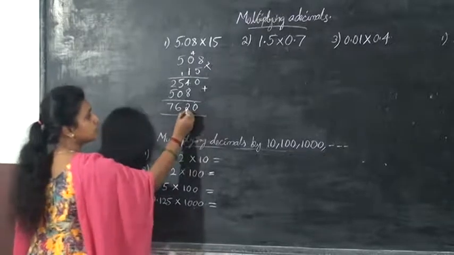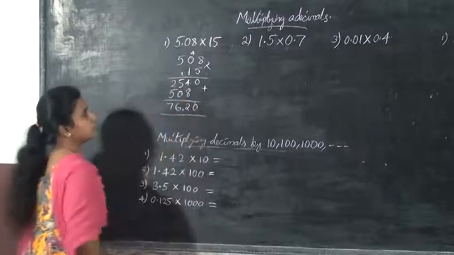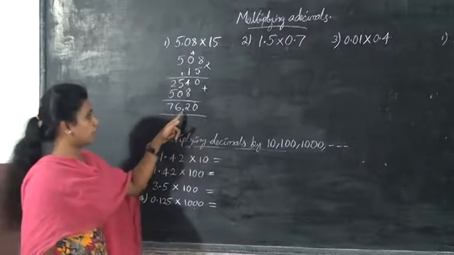That is 1, 2. You want to count the number of decimal places and put the point here.